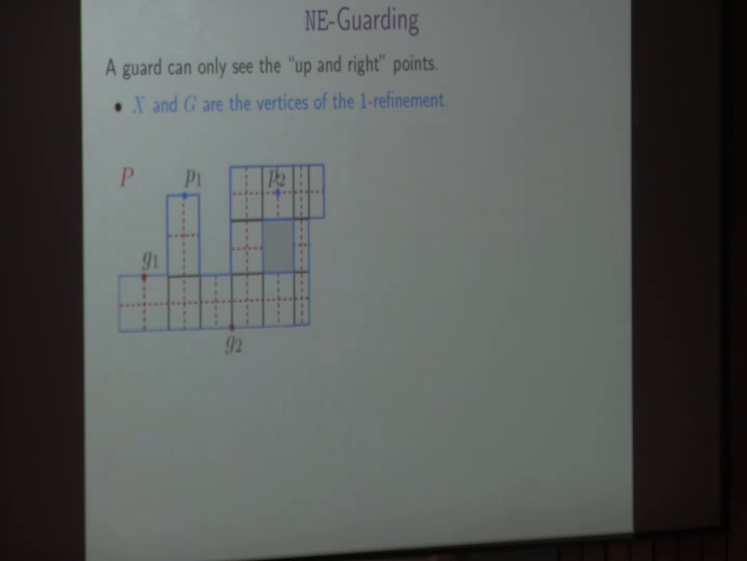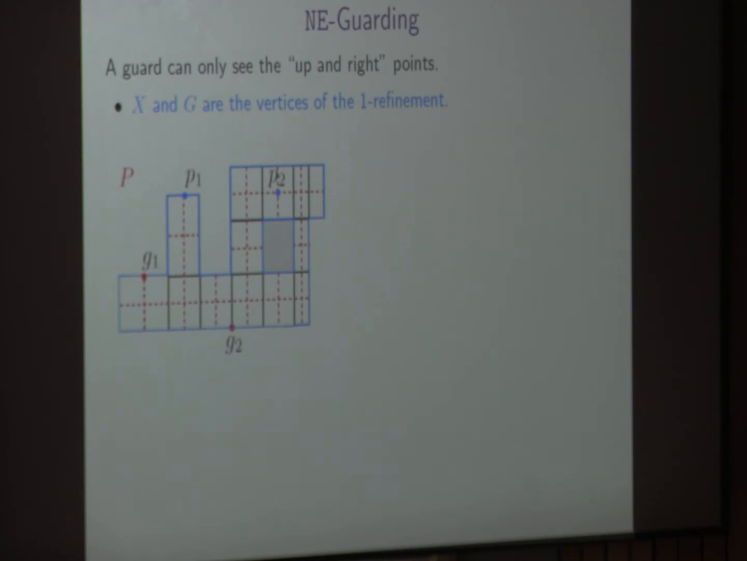Before I show you the staircase guarding, I first solve a sub-problem of it. Think of a guard which is a staircase, but it only sees the points that are above and to its right. So north-east guarding, right? So every guard sees only to its up and right.